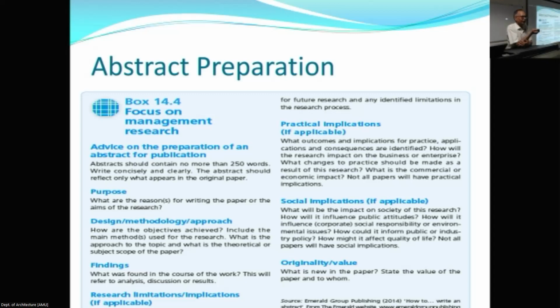Whenever you are writing a paper, some guideline, like Emerald has given, says that you write here the purpose. What is the research? What methodology has been used? What are the findings? Implications and originality. Originality is one issue: whether you are going to do one more study, or whether your study will push the envelope, or some new knowledge will be generated, like that.